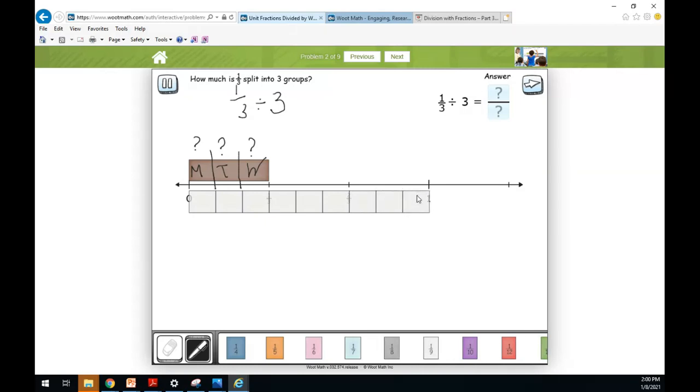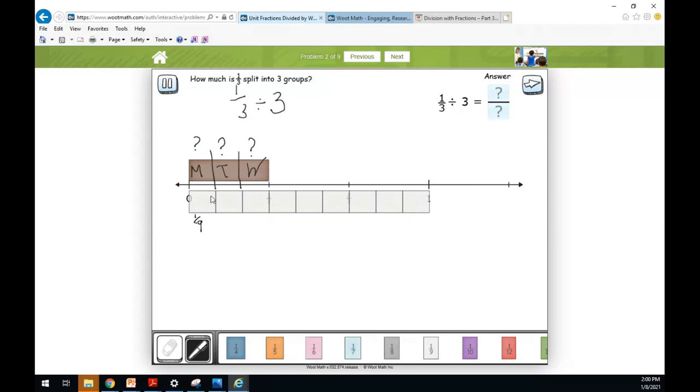Okay, so what I notice is that for Monday, I'm going to get 1/9. And the reason why I know Monday is going to be 1/9 of soup is because I looked at the relationship to the entire whole. I have 1, 2, 3, 4, 5, 6, 7, 8, 9. I have 9 new parts to my whole.